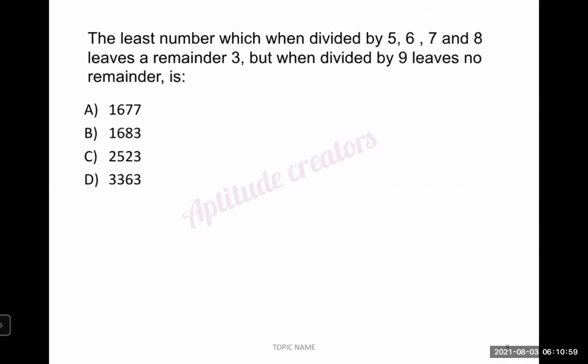Moving forward to next. The least number which when divided by 5, 6, 7, 8 leaves the remainder as 3. But when divided by 9, there will be no remainder, right?